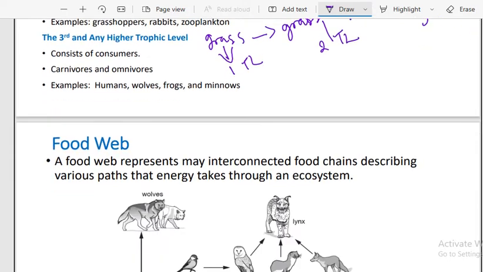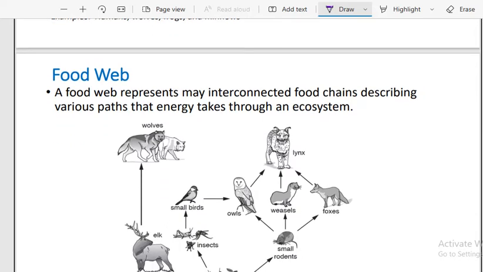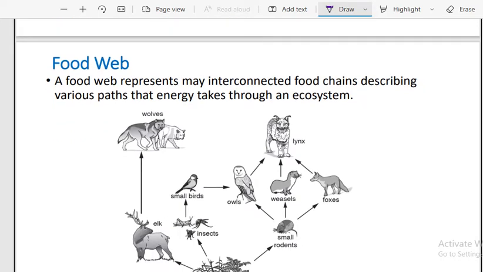Now, food web. A food web represents many interconnected food chains. The key word here is that the food web is an interconnected food chain describing various paths that energy takes through an ecosystem. If you can't remember the word interconnected, you can put combination.